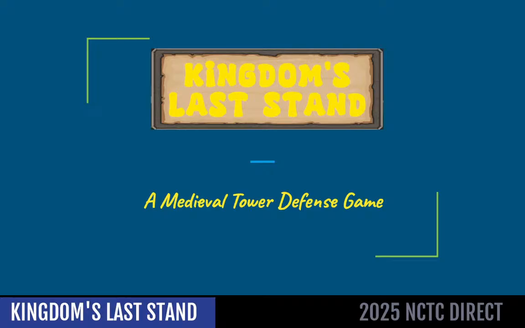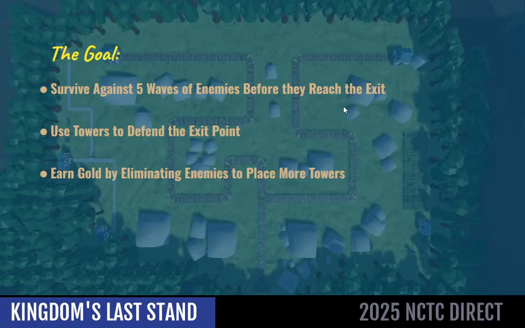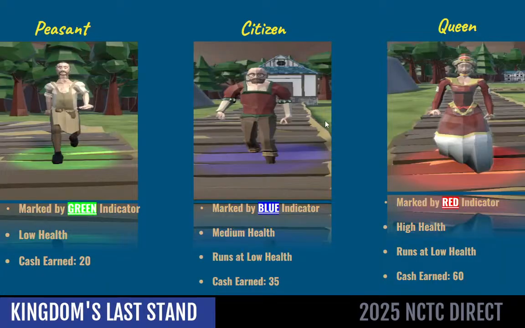My name is Nachu, and this is our game Kingdom Zesting. The goal is to survive against 5 waves of enemies before they reach the exit. You're going to use towers to defend the exit point, and earn gold by eliminating enemies to place more towers. We have 3 enemies, most of which you probably won't see.